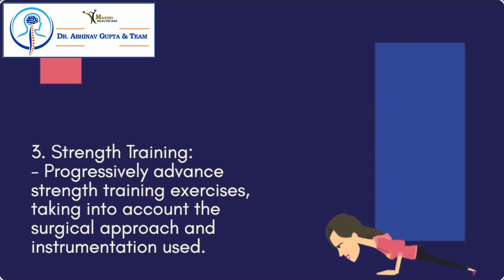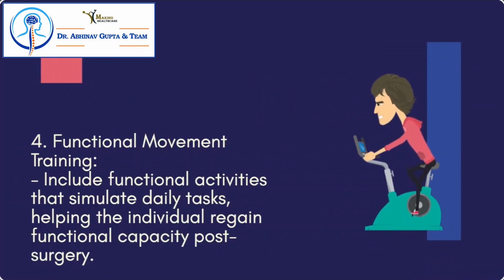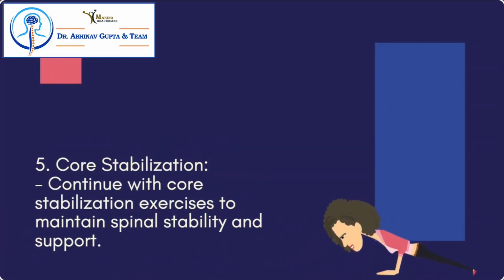3. Strength training. Progressively advance strength training exercises, taking into account the surgical approach and instrumentation used. 4. Functional movement training. Include functional activities that simulate daily tasks, helping the individual regain functional capacity post-surgery. 5. Core stabilization. Continue with core stabilization exercises to maintain spinal stability and support.